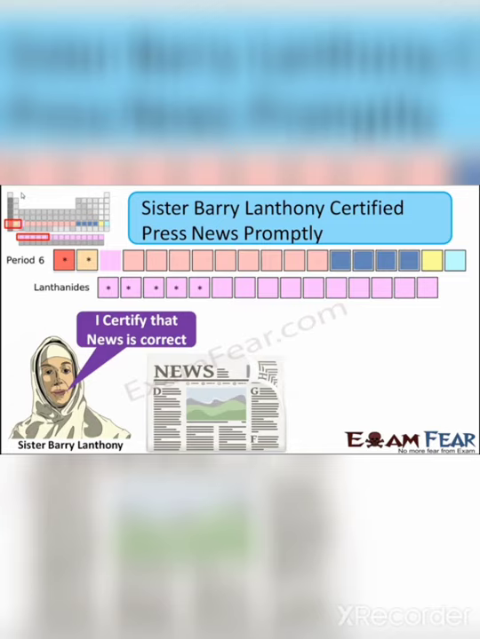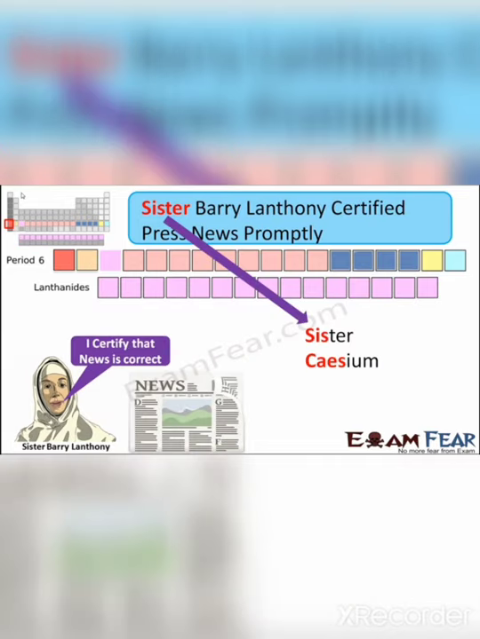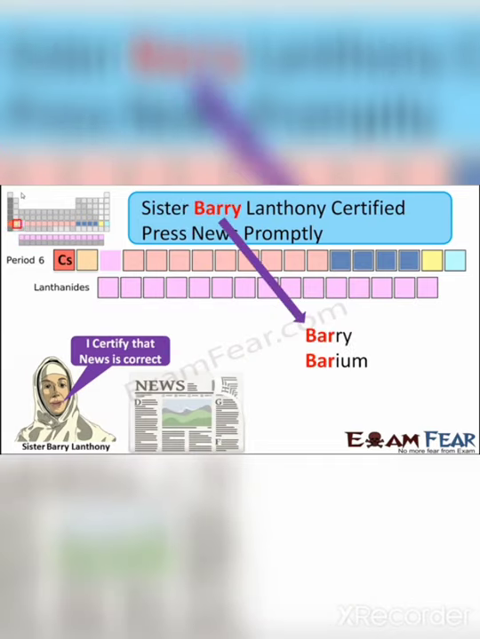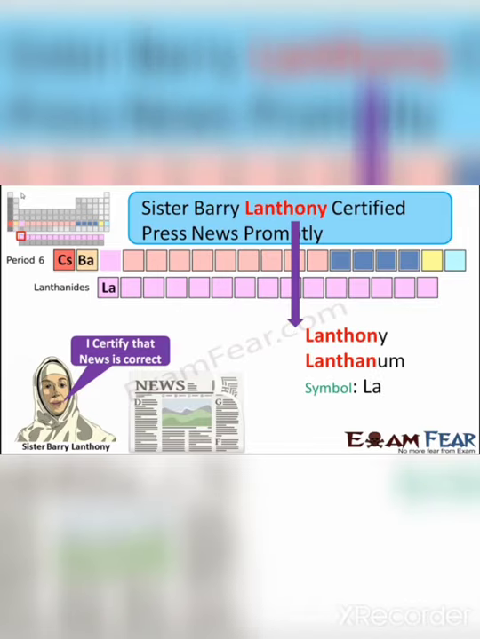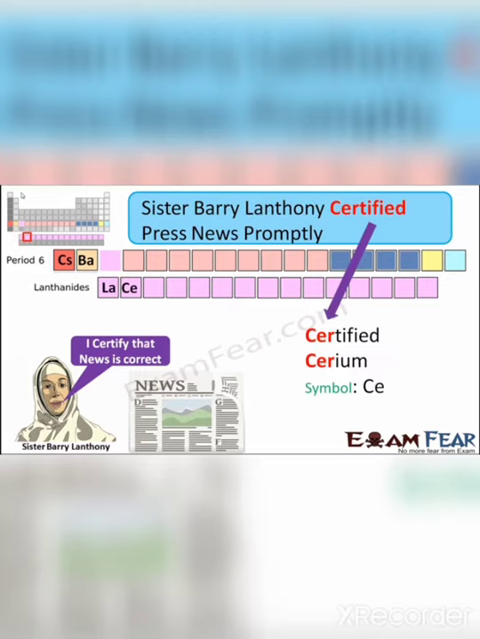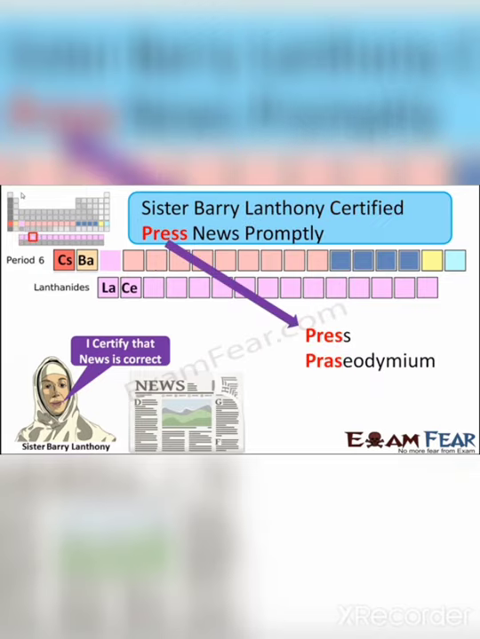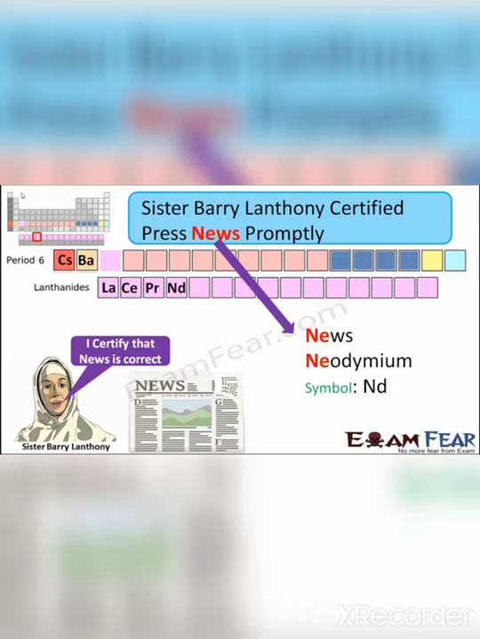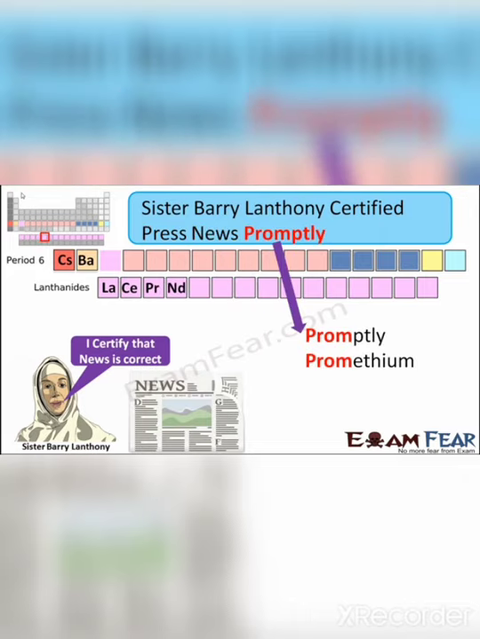So the memory tip for us would be Sister Barry Lanthony certified press news promptly. So here Sister reminds of cesium with symbol Cs. Barry reminds of barium with symbol Ba. Lanthony reminds of lanthanum. Certified for cerium, press for praseodymium, news for neodymium, and promptly for promethium.